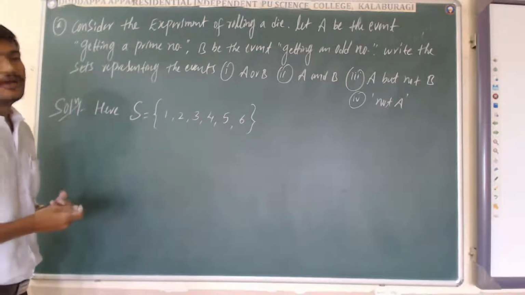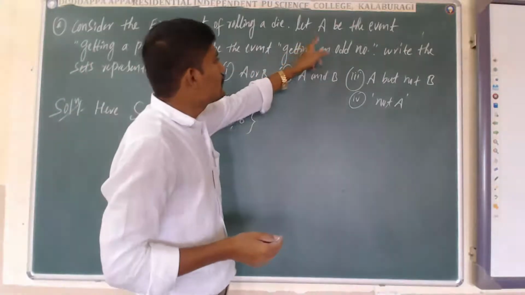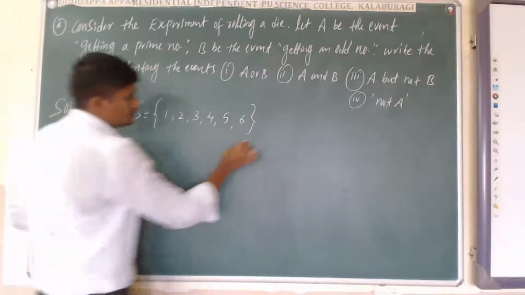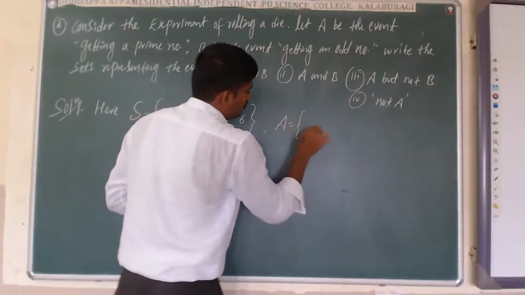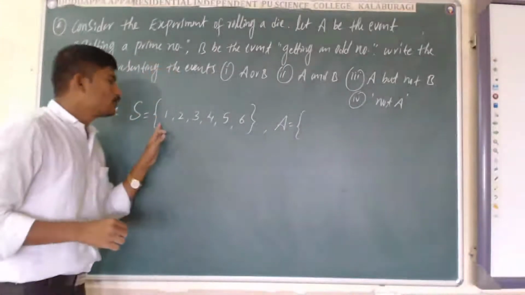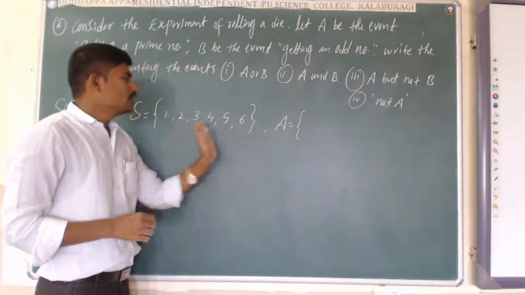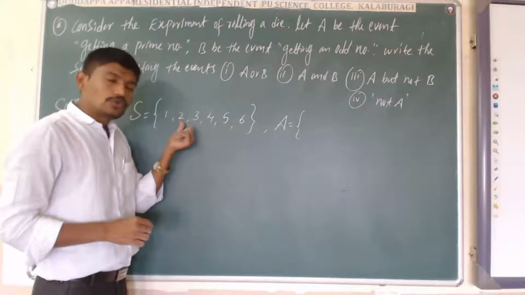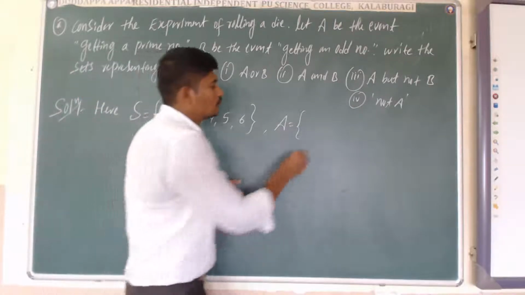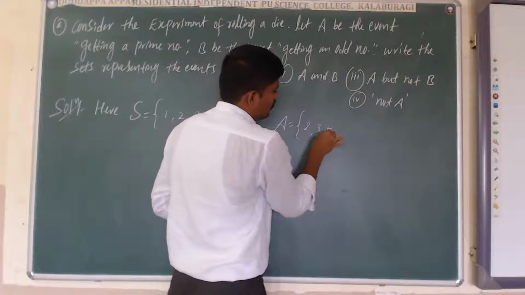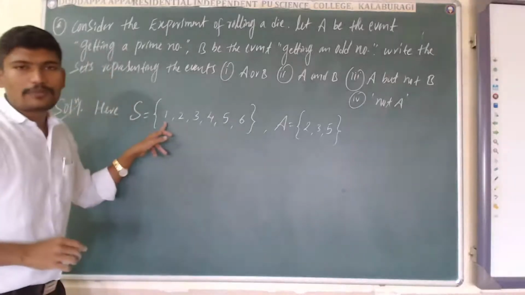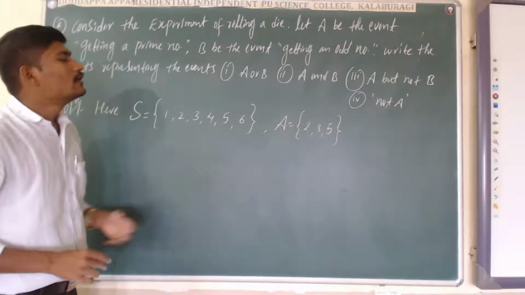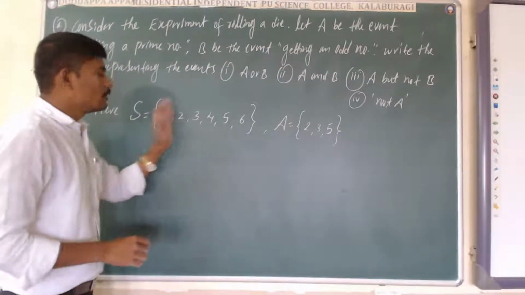So S is 1, 2, 3, 4, 5, 6. Let capital A be the event of getting a prime number. So here set A is given. Out of the numbers 1 to 6, what are the prime numbers? 2, 3, 5. So we write 2, 3, 5. 1 is not a prime number. So 2, 3, and 5, these 3 elements are prime numbers out of 1 to 6.